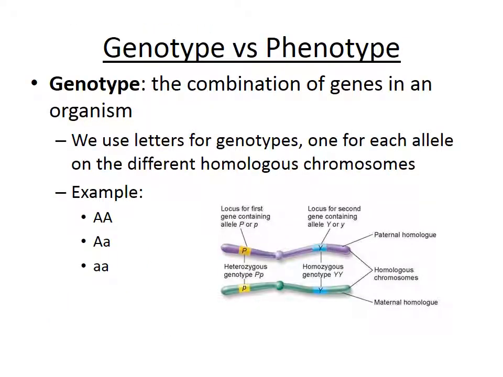Let's do a couple more definitions here. So there's genotype and phenotype. The genotype is the combination of genes in an organism. And we usually indicate letters for genotypes. And a letter represents an allele, or a version of a gene that's on a particular homologous chromosome. The way that we represent genotypes could be, for example, big A, big A, or little a. The big and little letters represent the versions of that particular gene.